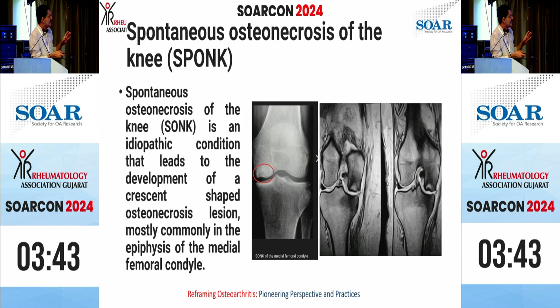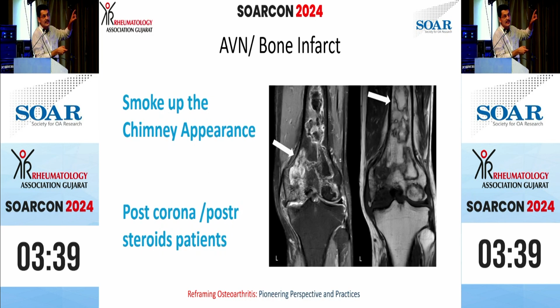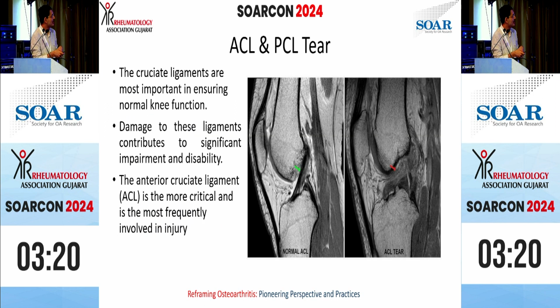So again, this is a SPONK lesion. You can have it with a root tear. And the second thing which is very common nowadays is post-corona. So post-corona, you can have an AVN or bone infarct in the knee. That is also something we are seeing very commonly. This is called a smoke-up-the-chimney appearance. And specifically after corona, we are seeing a lot of knee infarcts, just like we see AVN of the hip. We are seeing AVN in the knee as well. So this is again a common thing.